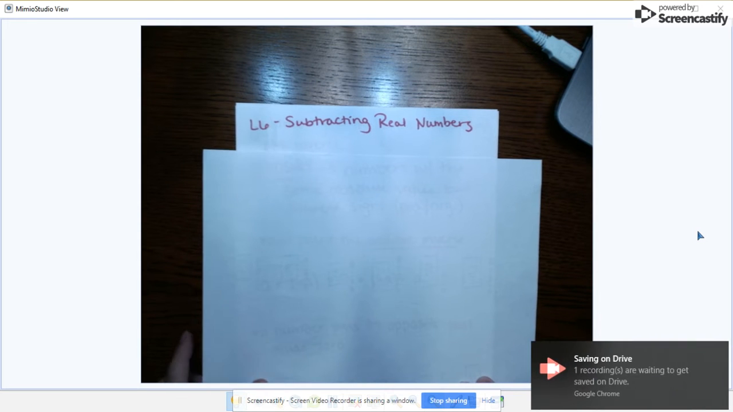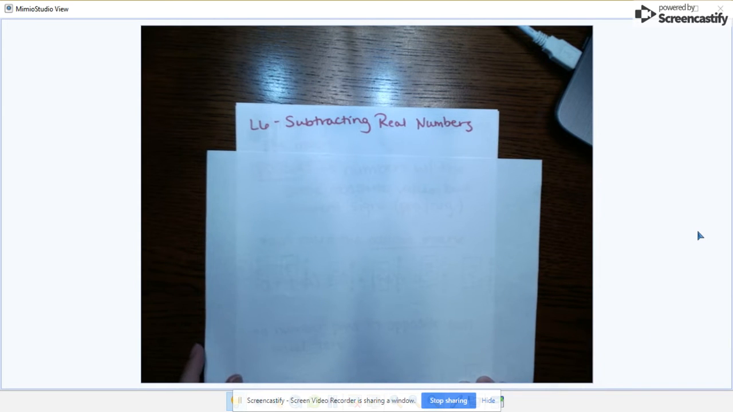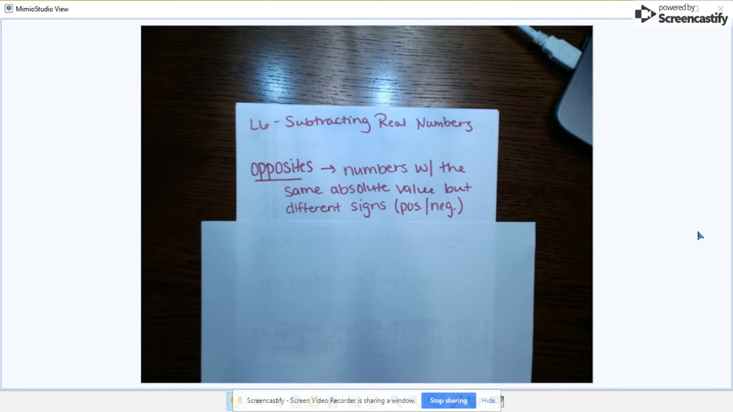Today, lesson 6 talks about subtracting real numbers. So, just a quick definition. When you hear the word opposite in math, it just means that we have numbers with the same absolute value, but the sign on the outside will be different. So it'll either be positive or negative.